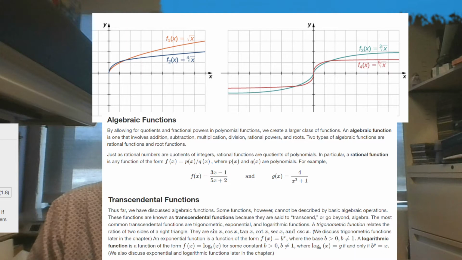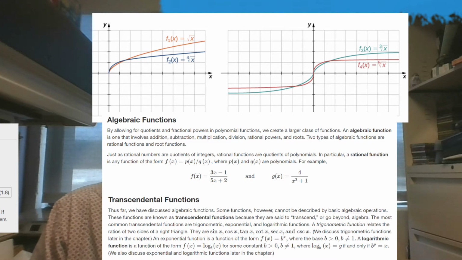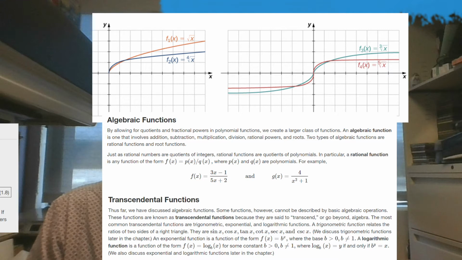After looking at power functions and polynomials, we're going to take a look at where the powers might be a fraction or might even be negative. And so we get roots, we get rational functions, and it turns out that if you build these functions up as roots and rationals and polynomials, they have a special name. They're called algebraic functions.